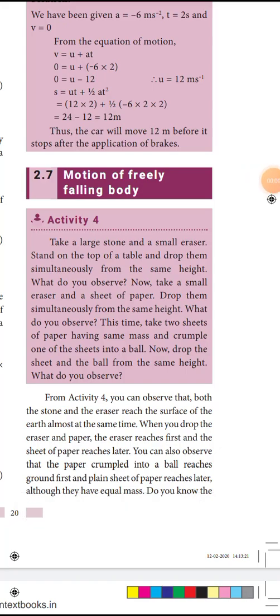Students, the next topic is motion of freely falling body. In this topic, before that, let us see one small activity to learn this topic.